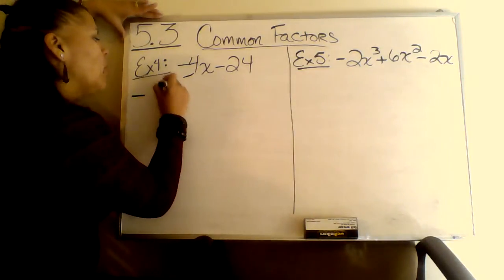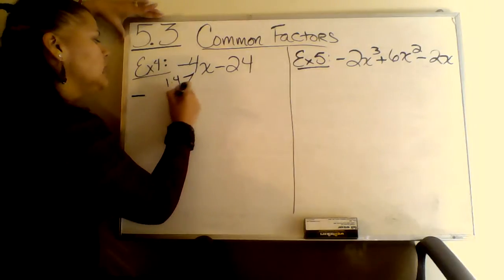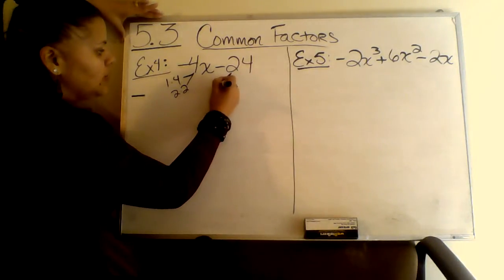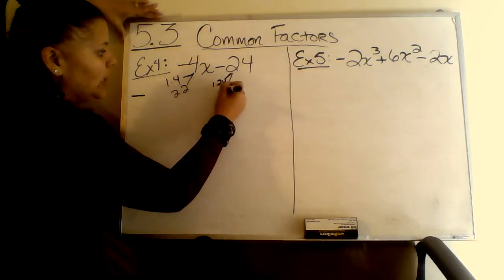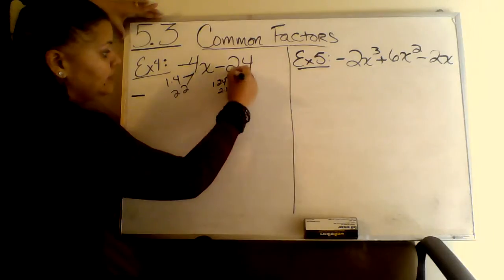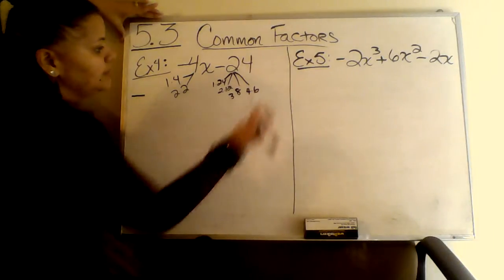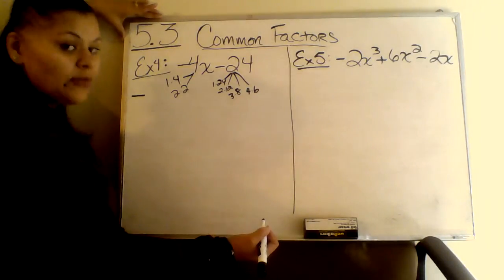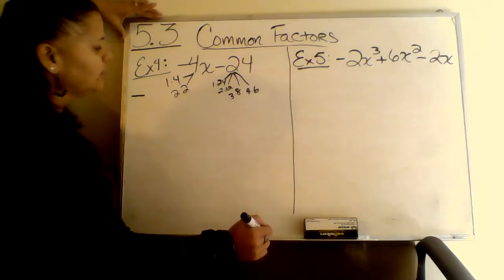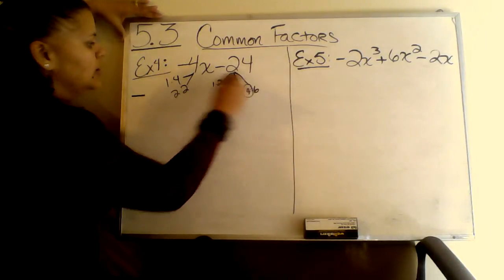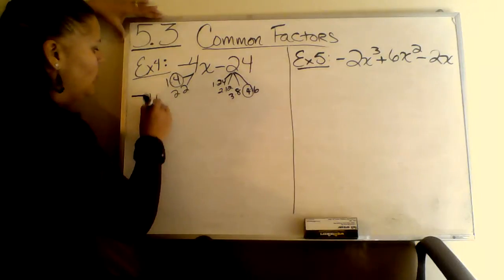So I have 1 times 4 and 2 times 2. Now 24 has 1 times 24, 2 times 12, 3 times 8, 4 times 6. Anything else? No. So we look for the biggest number they have in common. Looks like they have 4 in common, so I'm pulling out a 4.